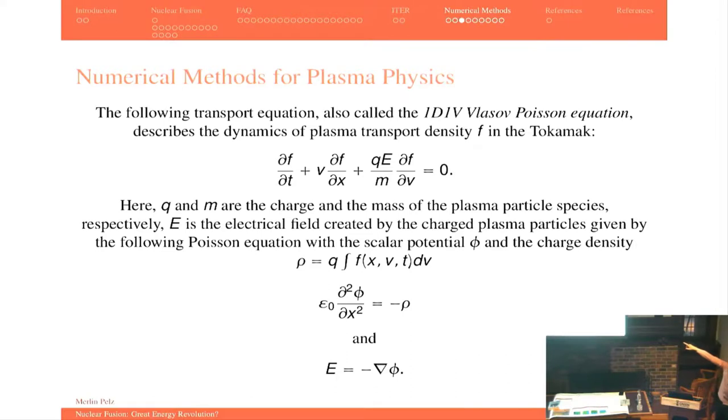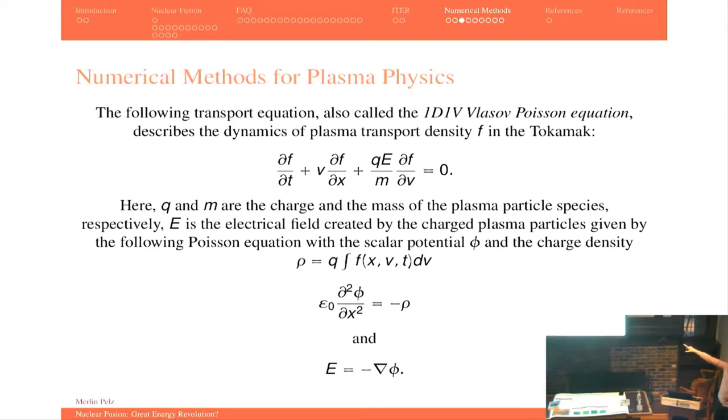Here we have Q and M, which are the charge and the mass of plasma particles. Already this, just the charge and the mass of a plasma particle, is very hand-wavy, right? Could be this ion, or it could be a different ion. So it is for one single species of plasma particles at a given point on one trajectory. So it's very general.